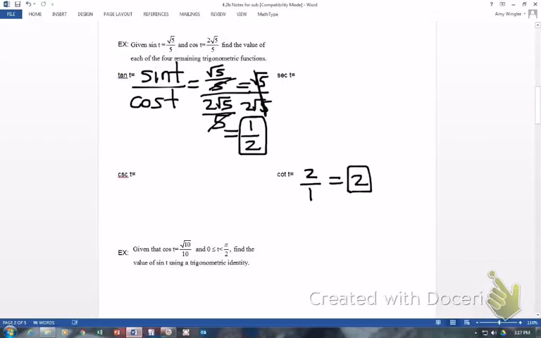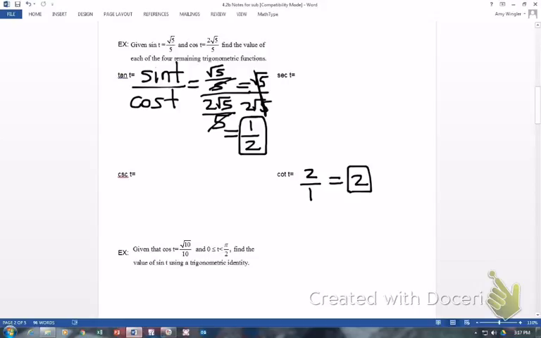So you don't have to use your identities every single time in a problem to solve it. Once you find the value, 1/2 is the value for the tangent of t. Once you find the value of the trig function, then you can just flip that value to find the reciprocal trig function.